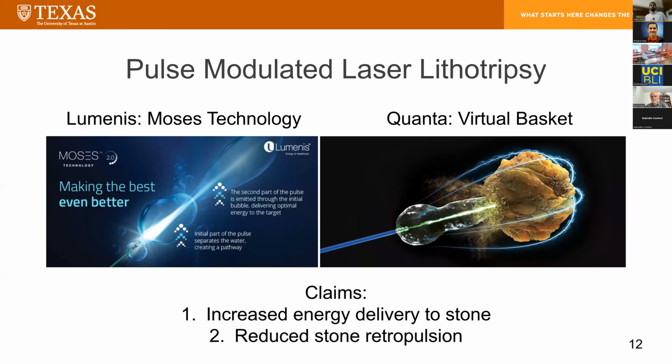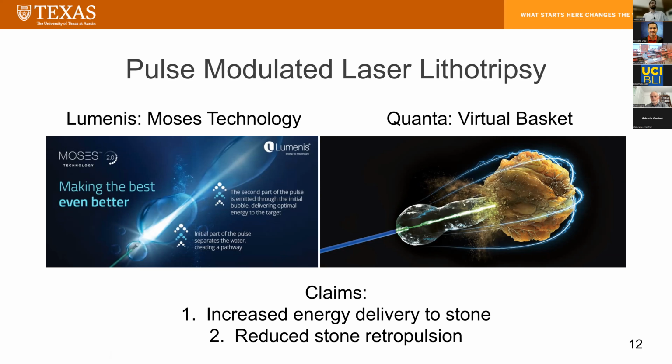So different laser companies have implemented this pulse modulation into their systems. I showed a couple of images here, some marketing images from two companies. First from Lumenis, it shows this image here, where the pulse is broken up into two parts. They say the initial part of the pulse creates a vapor bubble in the water, and then the second part of the pulse is emitted through the vapor bubble, so it can reach further and deliver more energy to the stone target.